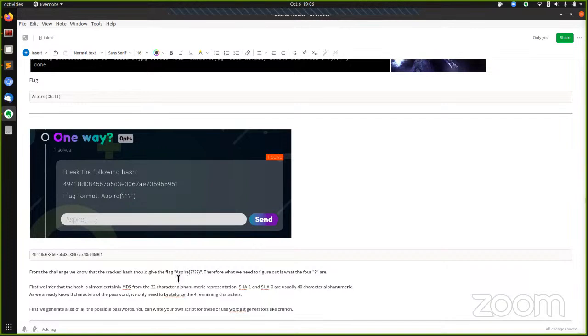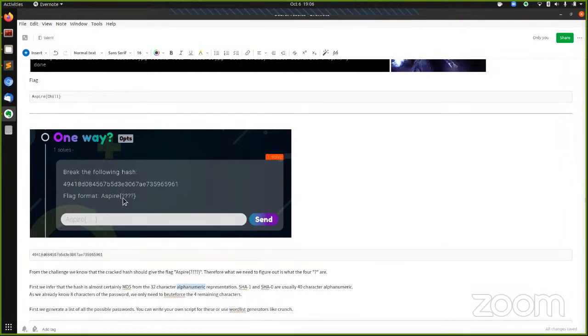down the correct flag. The other thing we can figure out is that the hash is most likely going to be MD5 based on the length of the hash and based on the fact that it is alphanumeric. So MD5 hashes are usually 32 characters and are alphanumeric. SHA-1 and SHA-0 are usually 40 characters, but there are ways you can identify hashes based on their length and the type of characters that they contain.